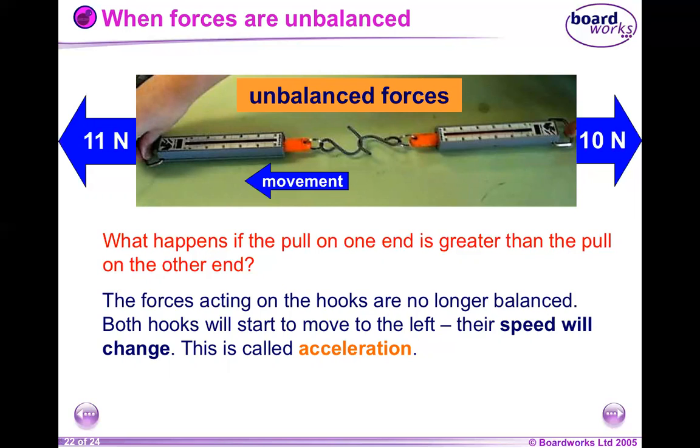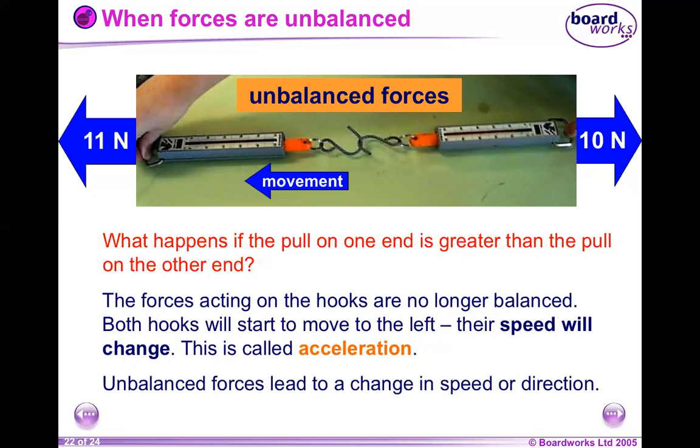When you pull a string with a friend and your pull is stronger, the string will move to you. So what has happened is the speed of this Newton meter has changed, and this is what we call acceleration. Unbalanced forces will lead to a change in speed or direction.